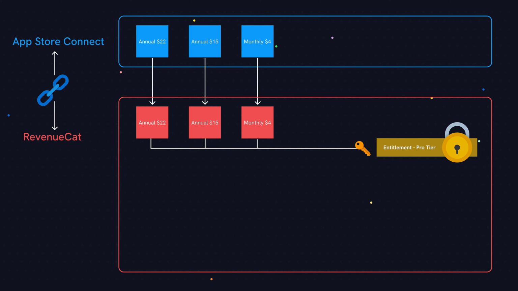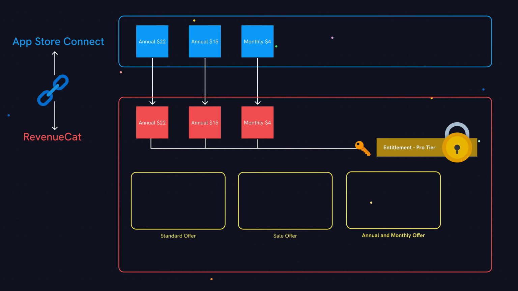And then I created a pro tier inside RevenueCat, and they call this an entitlement. But essentially, it's something that buying those products can grant access to. So then I linked up the 3 RevenueCat products to this entitlement. That means that if you buy any one of them, it will unlock this pro tier entitlement.